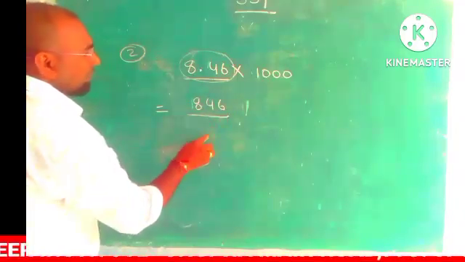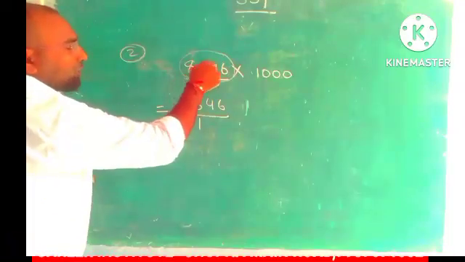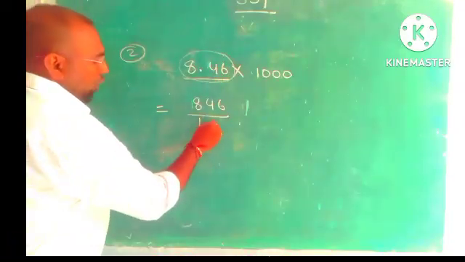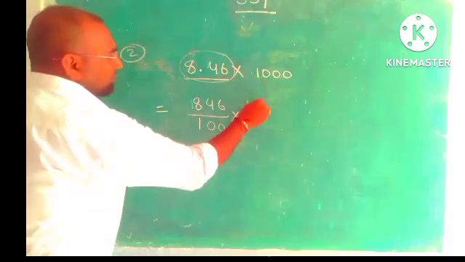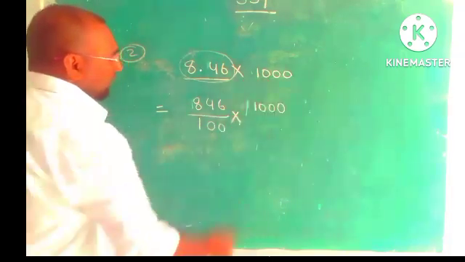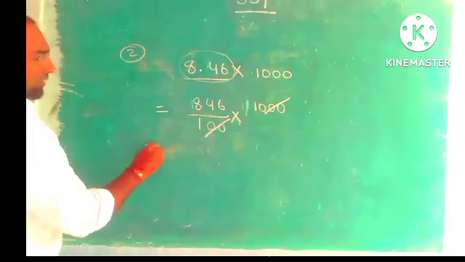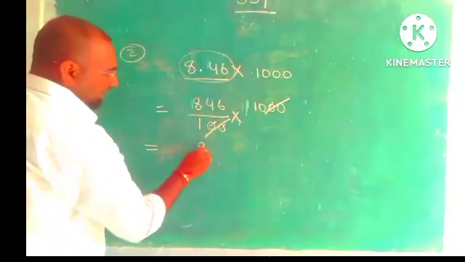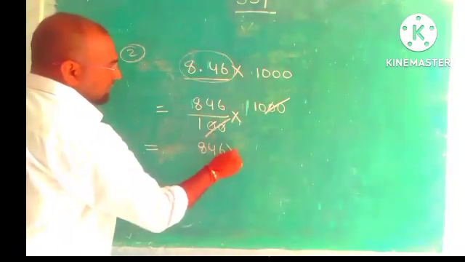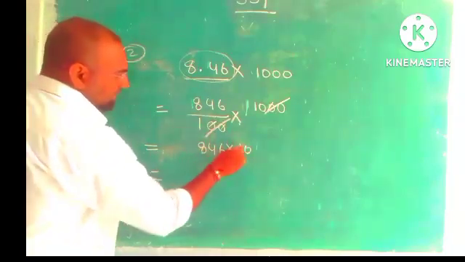846 divided by, first of all we have to write down 1. Now see, after the point how many digits? So how many 0s do we have to write down? 2. Then multiplied by 1000. Then the two 0s and two 0s will be cancelled. So what's remaining here? 846 multiplied by 10.